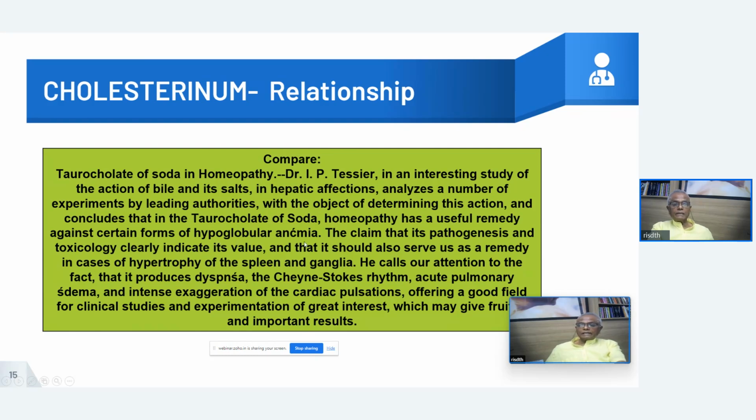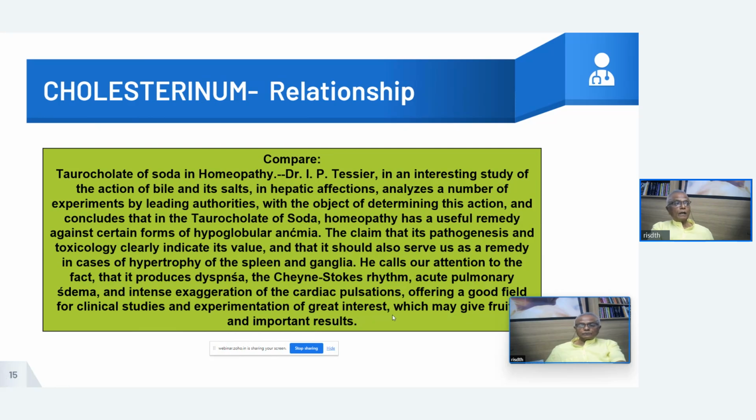The claim that its pathogenesis and toxicity clearly indicate its value, and that it should also serve as a remedy in cases of hypertrophy of the spleen and the ganglion. He calls our attention to the fact that it produces dyspepsia, arrhythmia, acute pulmonary edema, and intense exaggerations of the cardiac pulsation. It offers a good field for clinical studies and experimentation of great interest, which may give important results.